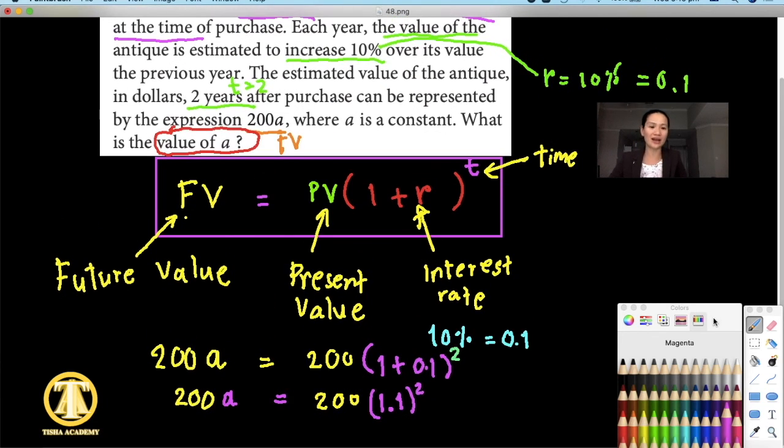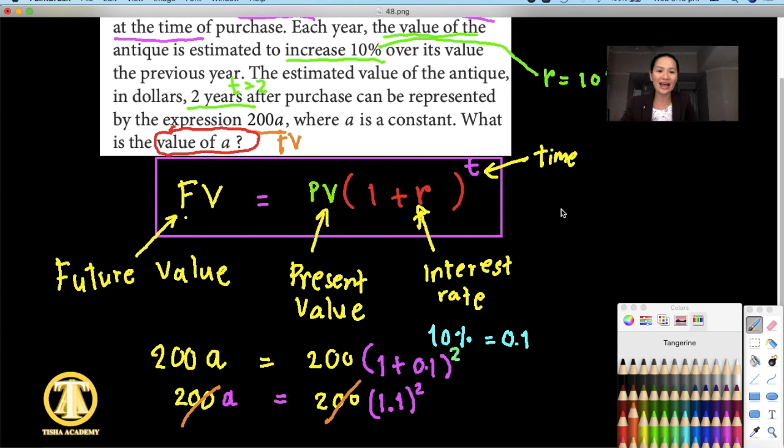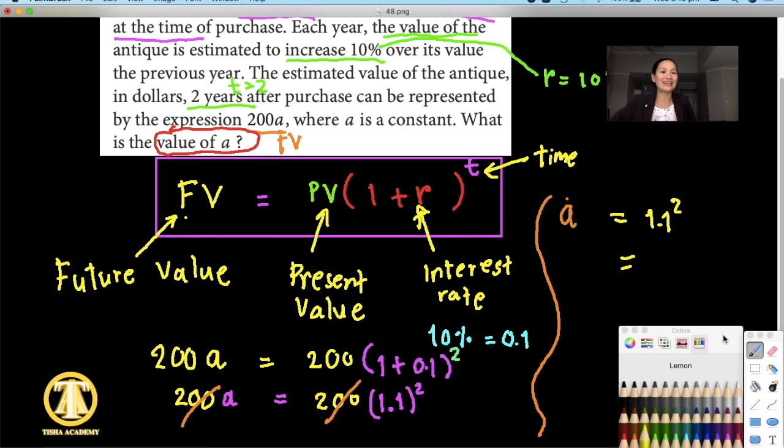You can see from here, I solved the equation super quick. I know that 200 can cancel with 200 because if you move 200 to the other side, it becomes 1. Now I have, okay, let me use space here, I know that a equals 1.1 to the power 2. What is 11 times 11? 121, and because there are 2 decimals, the decimal point goes here. So a equals 1.21, and this one is your answer.